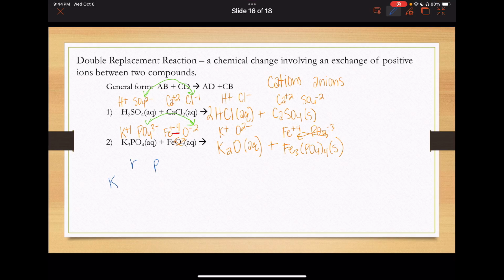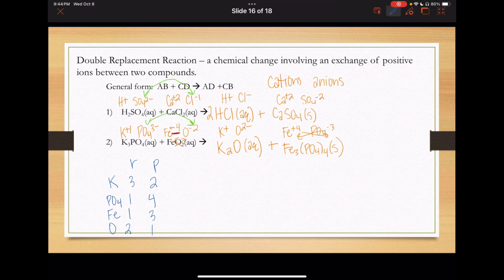Okay. I'm going to keep the PO4s together. It's easier to balance them that way. And then Fe and O. So if I have an O in a PO4, I'm not going to count that towards my total O's. So I have 3 Ks on the reactant side, 2 on the product side, 1 PO4 on the reactant side, 4 on the product side, 1 iron on the reactant side, 3 on the product side, and then 2 oxygens on the reactant side, and 1 oxygen on the product side.